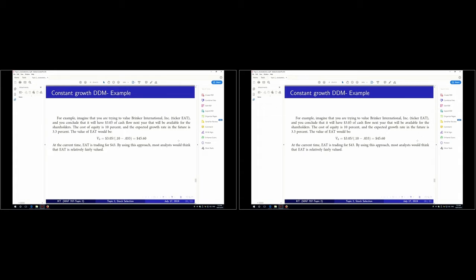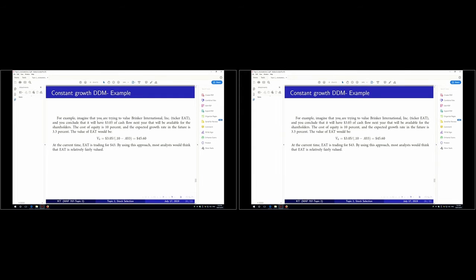Okay, let's look at this example. Imagine that you are trying to value Bringer International Incorporation, and you conclude that it will have $3.05 as cash flow next year. You don't need to forecast the cash flows until infinity. You only need to forecast the cash flows for next year and then invoke the perpetuity principle, K minus G. So in this case, you conclude that it will have 3.05 of cash flow next year available for the shareholders. The cost of equity is 10%. The expected growth rate in the future is going to be 3.3%.